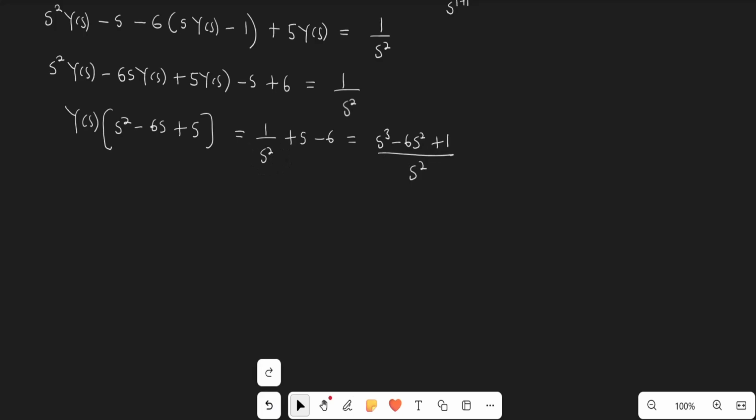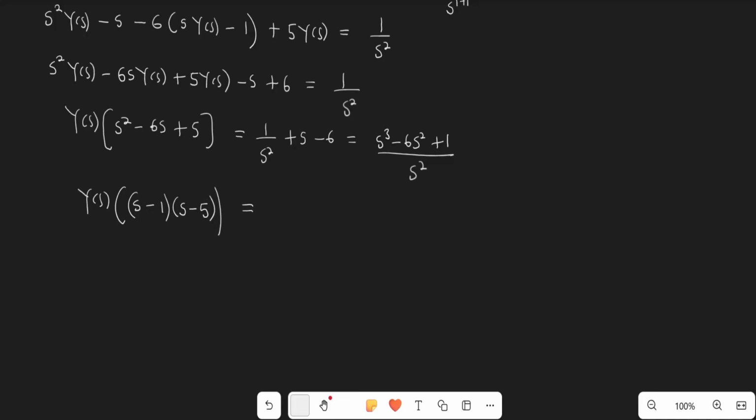So now we will have Y of s multiplied by this quadratic term, so solving it quadratically, we are going to get s minus 1 multiplied by s minus 5, like this. So this is what we have.